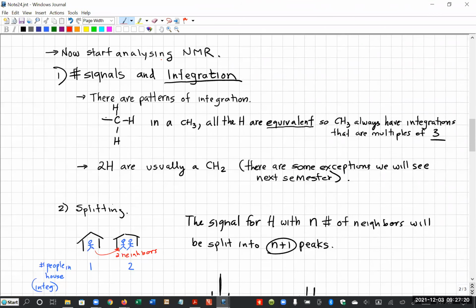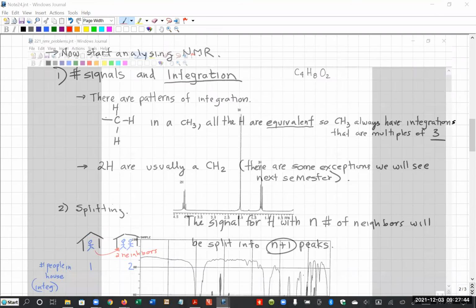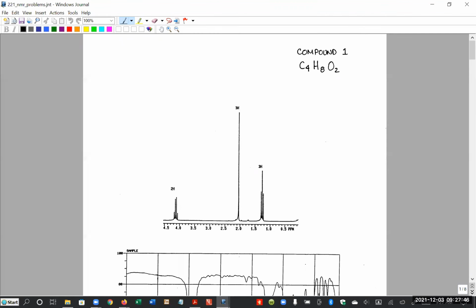Once we've looked at the IR, we're going to go over to the NMR. We're going to get a lot more information from the NMR. So the first thing we want to do when we look at the NMR is look at the integration, okay, and the number of signals. So what I'd like to do is start working on our example and show you how this works.